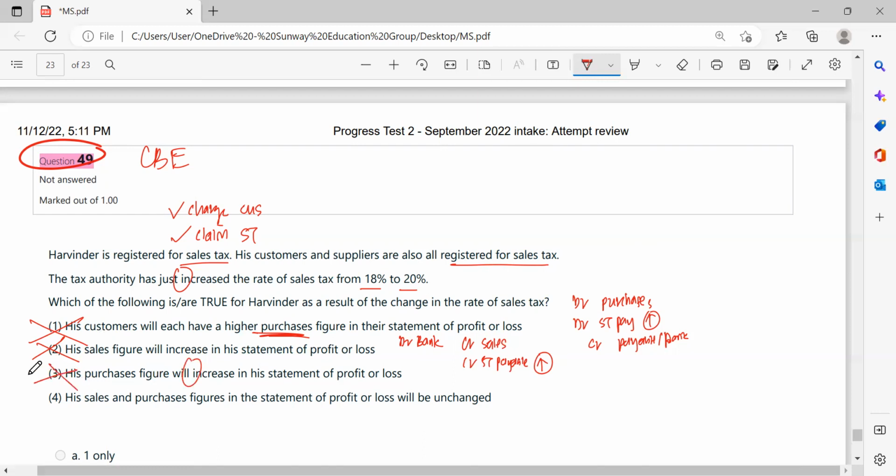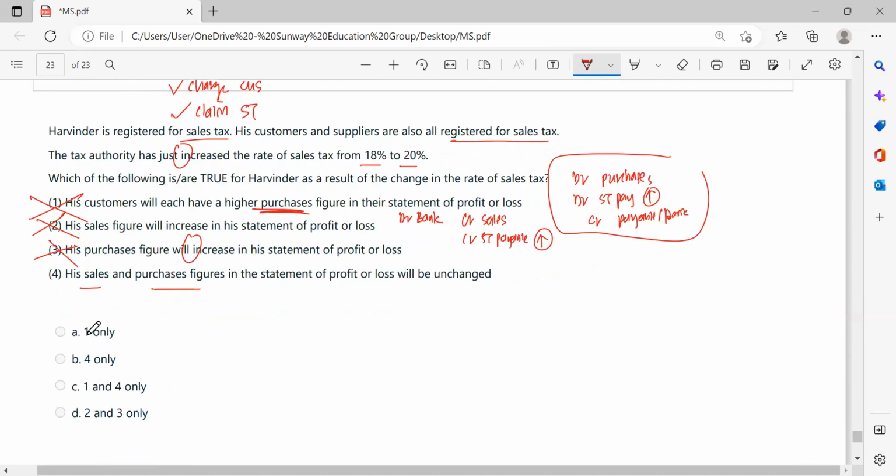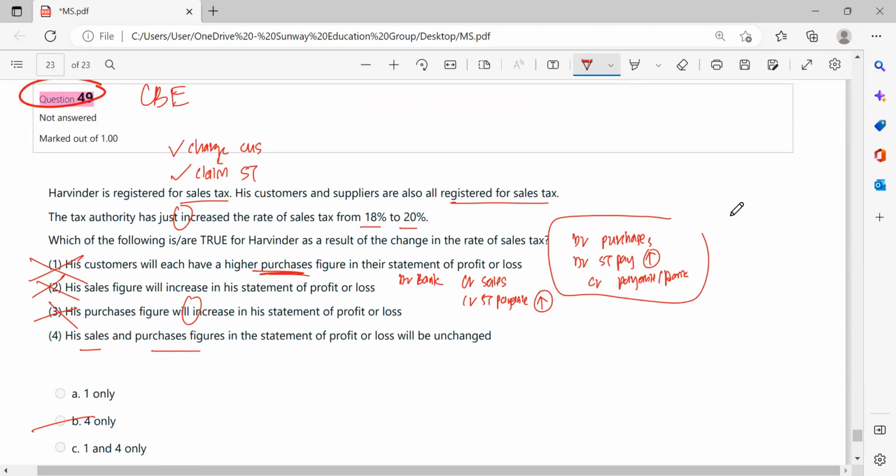Number 3, his purchase figure will increase in SOPL. Again, this is similar to number 1. His purchase figure is not going to increase, but instead the sales tax account is supposed to increase. Number 4, his sales and purchases will be unchanged. So the correct answer should be number 4 only. Please understand the double entry, how to do sales tax. If you don't grasp the concept, you can't answer this question.